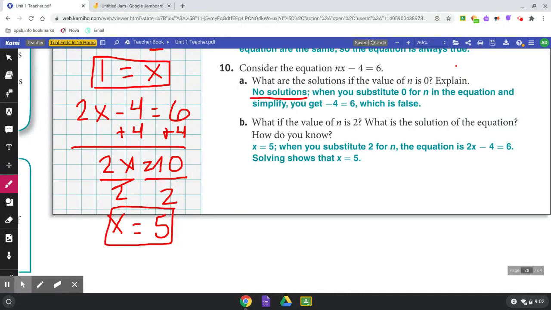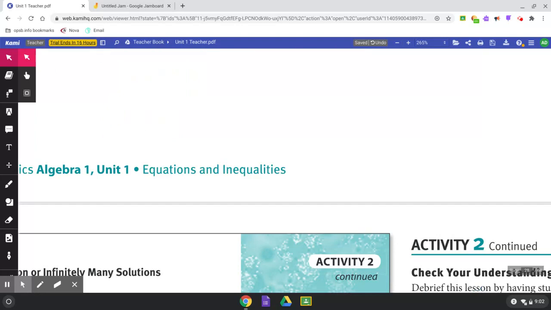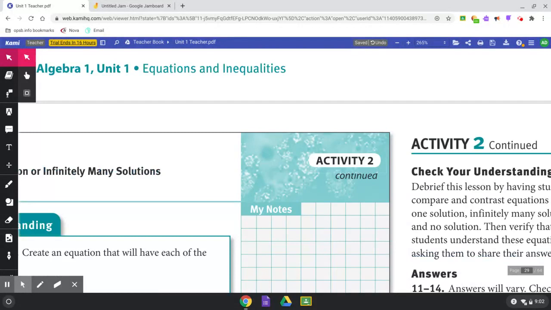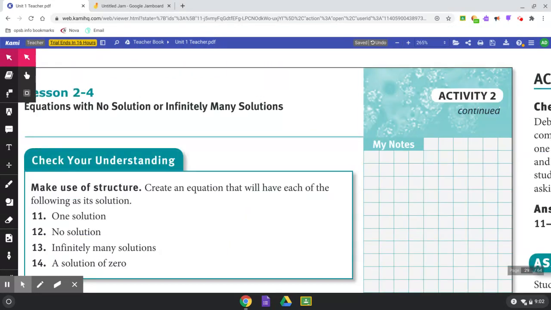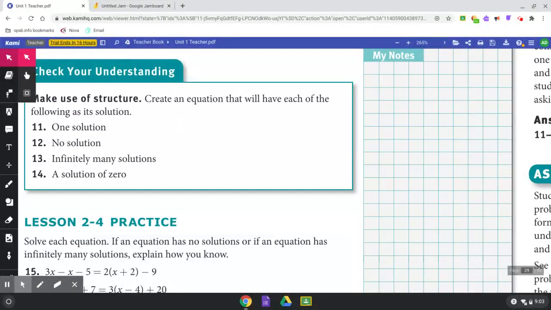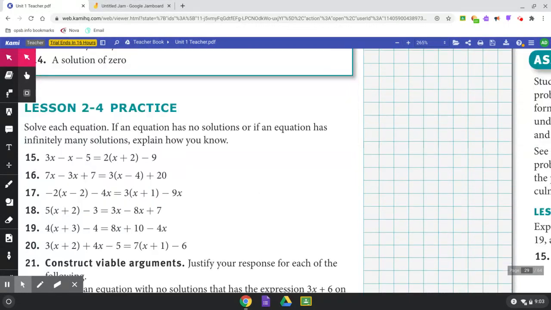Now, page 27 in your book, if this will let me scroll down. Page 27, there we go. All right. Almost done. Page 27 in your book has a check your understanding, numbers 11 through 14. I want you to complete numbers 11 through 14, check your understanding. Complete that as the second part of your classwork and turn that in the Google form for classwork. And then lesson 2 for practice on page 27, numbers 15 through 21, is your homework. I want you to complete that and turn that in for a homework grade in the Google form.